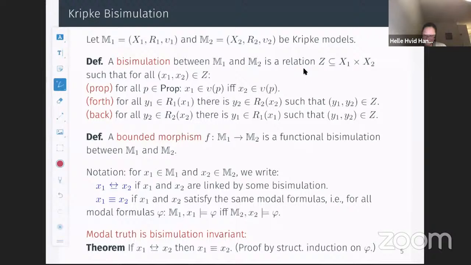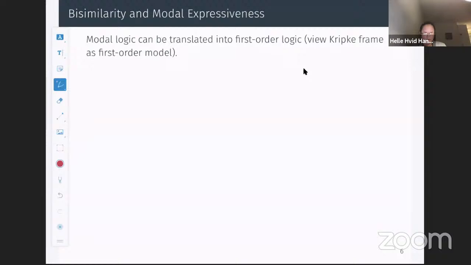Okay, so this fundamental relationship between bisimilarity and the modal language goes even further. You can translate modal logic into a first order logic. So that means we actually have to do two things, right? We have to translate the modal formulas into a first order language, and we also have to translate the Kripke models into a first order model. But the latter is easier.